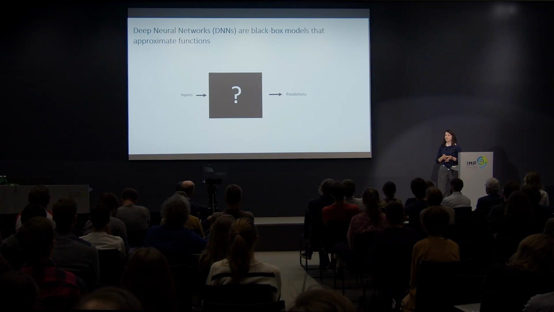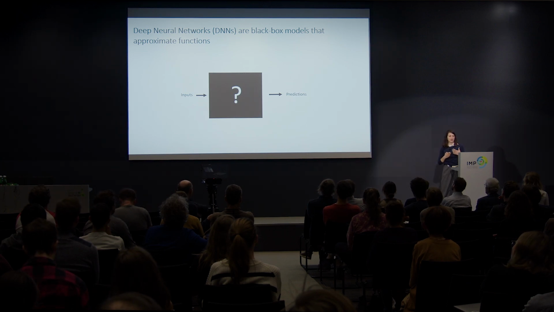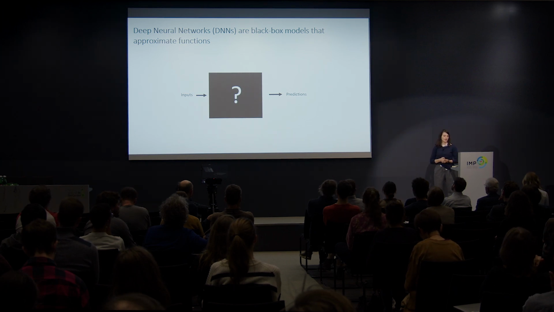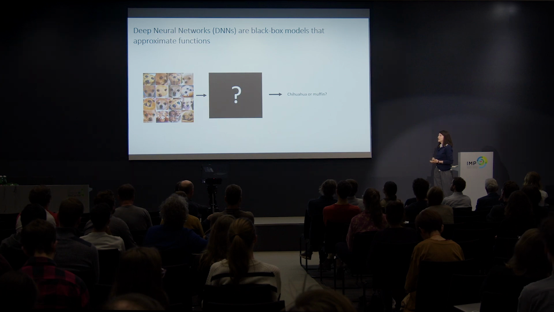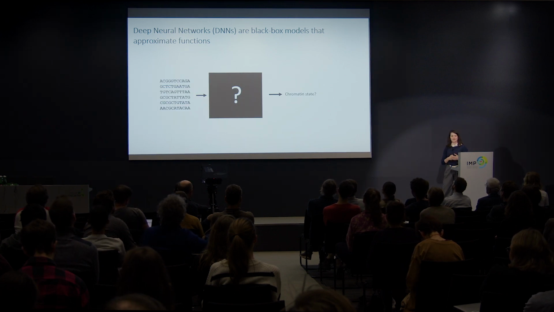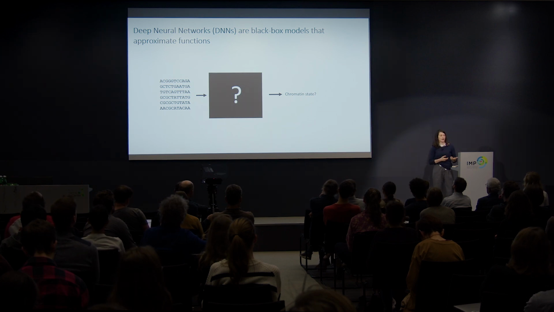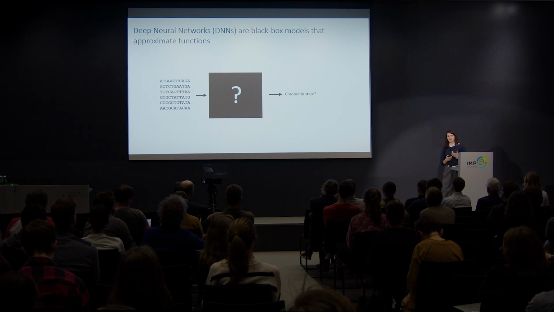So deep neural networks, or DNNs, are these black box models that can approximate any kind of complex function when they are given enough inputs and enough labels for those inputs. This can range from any kind of task, for example, image classification, or in our case, of course, we are interested in understanding the DNA. So the inputs can be DNA sequences, and the output can be some sort of a readout of the chromatin state. For example, is the chromatin open, which we can obtain through ATAC-seq.